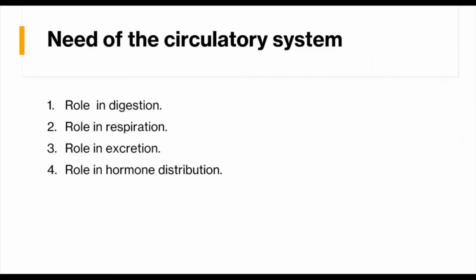Now let us understand what the need of the circulatory system is. Why is the circulatory system so important for human beings? In order to understand this, I have segregated it into 4 subtopics. First is role in digestion, second is role in respiration, third is role in excretion, and the fourth one is role in hormone distribution.